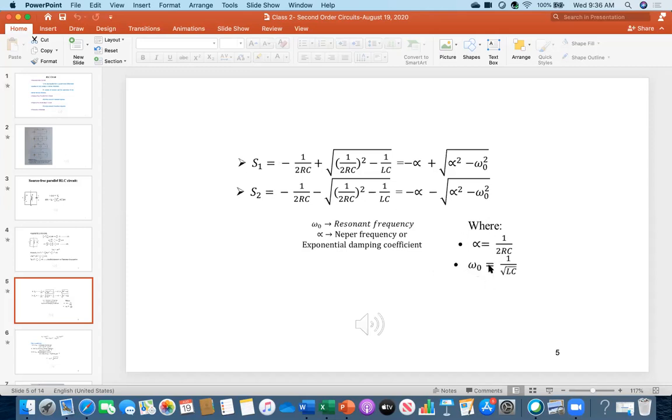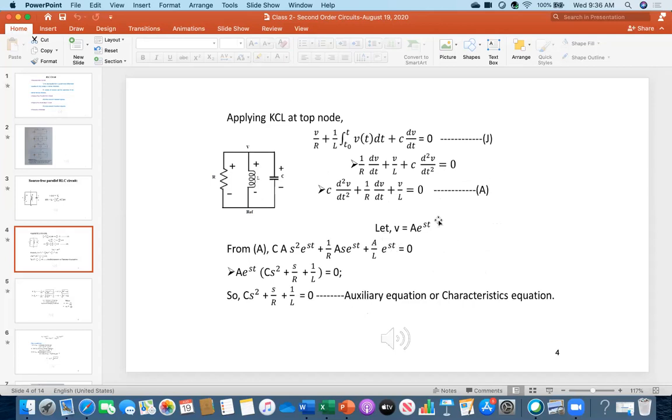It will help you to solve the problem. I mean, later we are coming. Now, moving forward, we got solutions S1 and S2, but then you see, our solution was V equal to A e to the power S1 t multiplied by e to the power S2 t. So substitute the value of S1 and S2 in this expression.